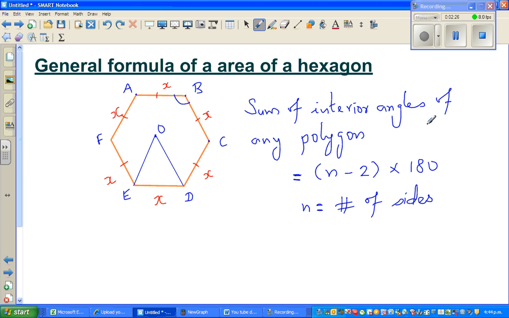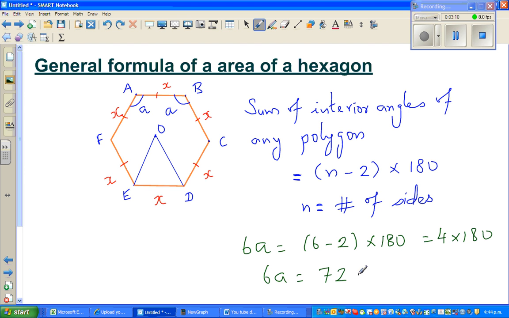So the sum of interior angles, say this is the interior angle, angle A. If this is A, this is also A, and so on. The sum is n minus 2 times 180. What is n? n is the number of sides. The number of sides is 6. So 6 minus 2 times 180, which is 4 times 180. Sorry, not A, you can say 6A, you got the sum. So 6A is 720. If you divide both sides by 6, A is 120 degrees. So each of these angles is 120.